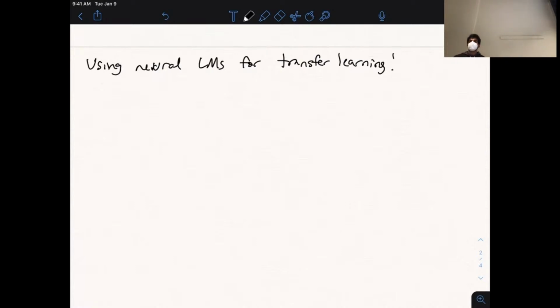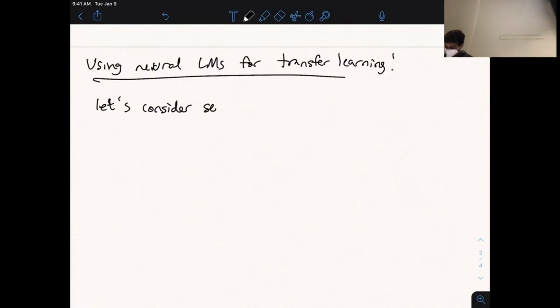To introduce this, let's go back a couple years, maybe now more than a couple years, to pre-2017, 2018, when transformers hadn't been around and people weren't training these huge scale language models. How were they solving NLP tasks? Let's consider sentiment analysis.